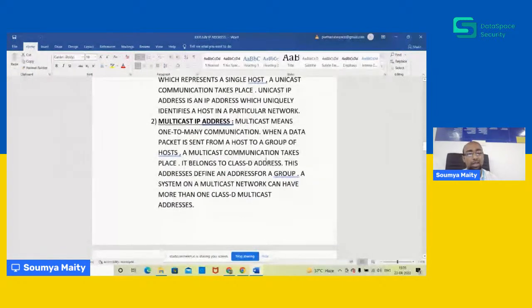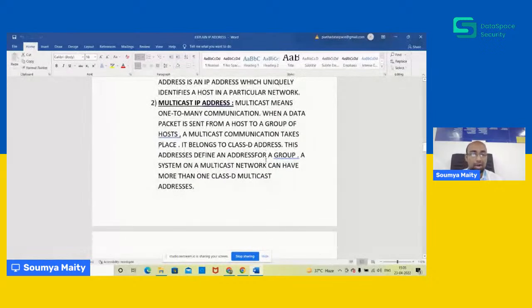Next is multicast IP address. So what is multicast? Multicast means one to many communication. When a data packet is sent from a host to a group of hosts, a multicast communication takes place. So it belongs to class D IP address. So class D is for multicasting also.